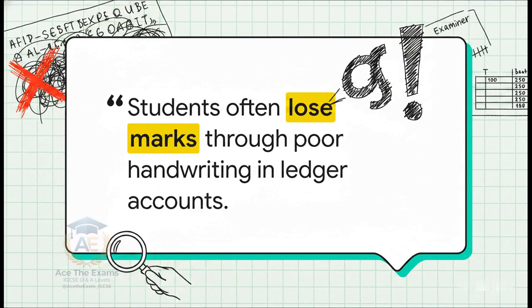And honestly, it sounds almost silly, but poor handwriting is a massive warning flag that consistently costs students extremely easy marks in their T accounts. Remember those method marks we just talked about? Well, if an examiner literally cannot confidently read your numbers or your labels, they cannot award you the points. Legibility in your ledger accounts is an absolute must.